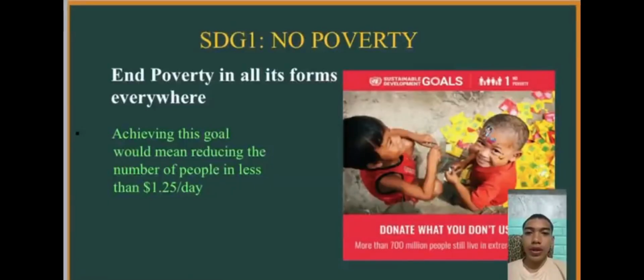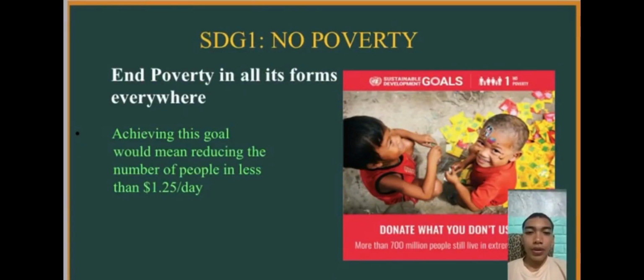Good day everyone. SDG 1 is one of the 17 Sustainable Development Goals created by the United Nations. Its main goal is to end poverty in all its forms everywhere. Poverty is more than just having a little money. It affects many parts of a person's life, including access to food, clean water, shelter, education, healthcare, and opportunities for a better future. Because of this, ending poverty is one of the most important global goals.